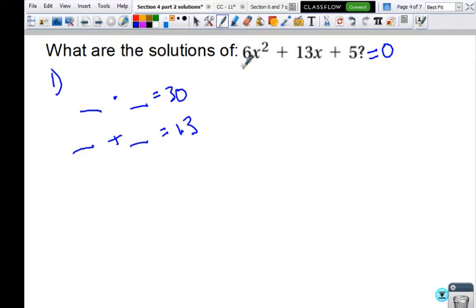Remember, first thing we do is A times C. We have A, B, and C. A times C, 6 times 5 is 30. What times what is 30 and adds up to 13? What do you think, Megan? 6 times 5. Let's do 3 times 5. Nice try. Alright, so we did step 1, where you do A times C, and you do the little times plus thing.